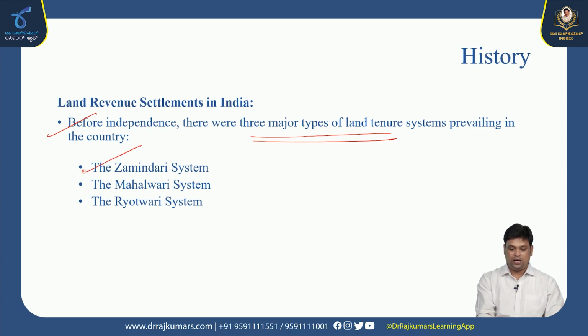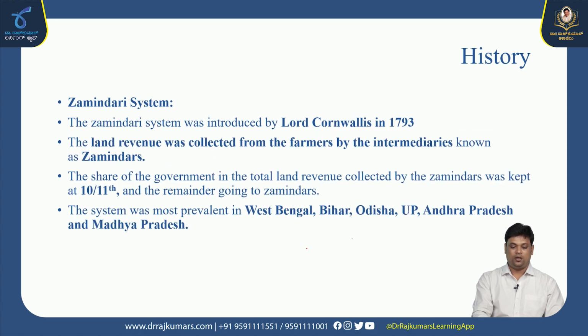The Zamindar System, also known as the Permanent Settlement, the Mahalwari System, and the Ryotwari System. The first one is the Zamindar System, which was introduced by Lord Cornwallis in the year 1793.